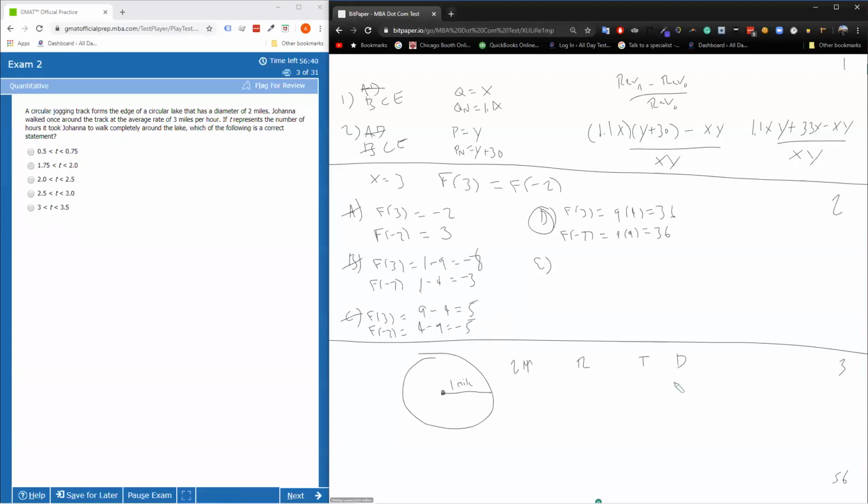So rate times time equals distance. She walked a distance of 2 pi miles at a rate of 3 miles per hour. For the time it took her to do that, should be 2 pi over 3. 2 pi is a little bit more than 6, so this should be a little bit more than 2.